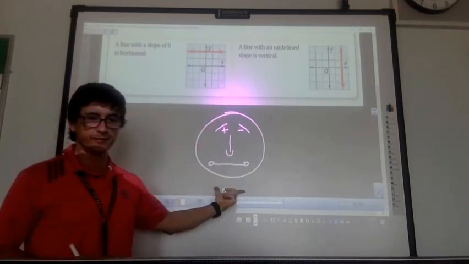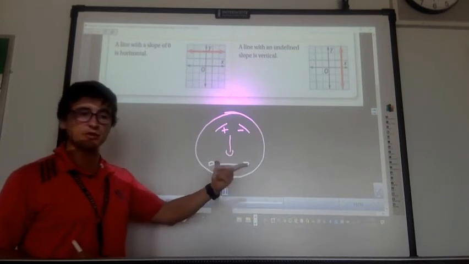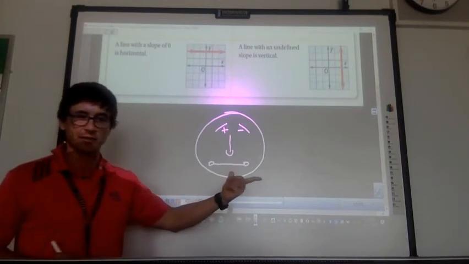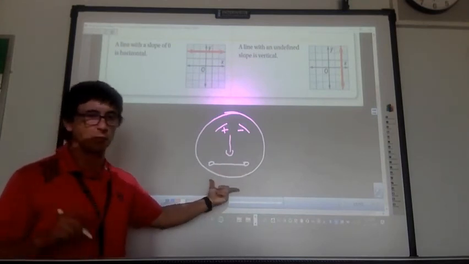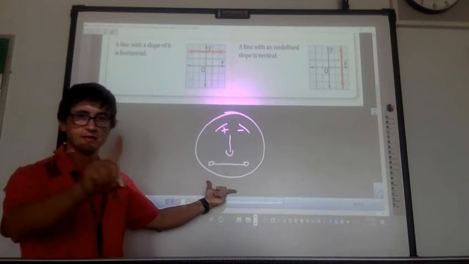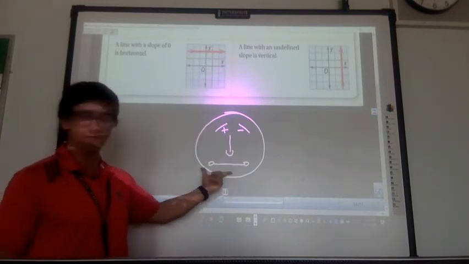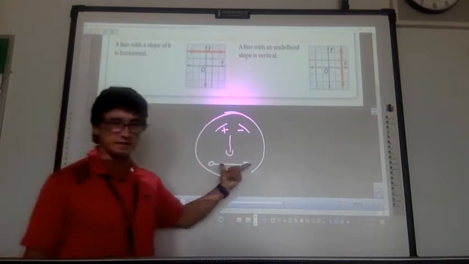Horizontal, zero slope. So even drawing this thing on the board makes me angry, right? Because I really don't like stuff like this. But if it works for one of you guys, it's worth it. Okay? So if the stupid face works for you, fantastic. Use it.